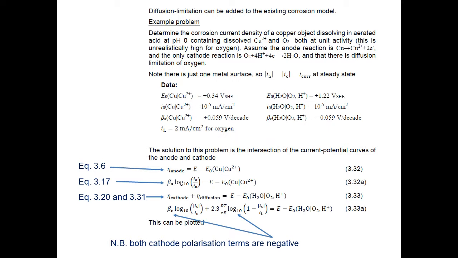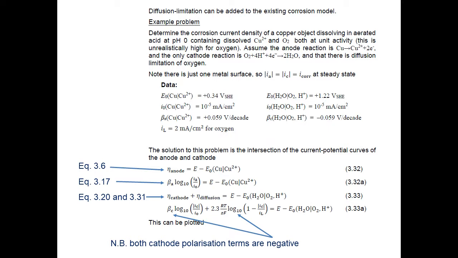So I'm just looking at one metal surface, so in this case, to solve my problem, I can work out the anode current density equal to the cathode current density for the one anode, the dissolving copper, and the one cathode, the reacting oxygen, and we'll call them both equal to I_corr, the corrosion current density, at some steady state.